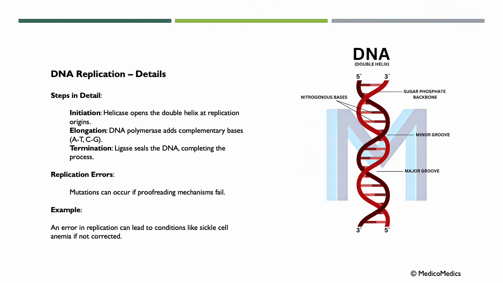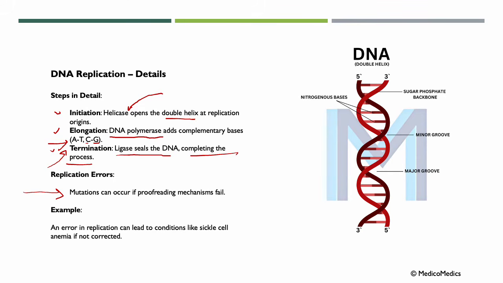Now, the steps in detail. So we have the terms initiation, elongation, and termination. So during initiation, helicase opens the double helix at replication origins. During elongation, DNA polymerase adds complementary bases, A, T, so adenine and thymine, C, G, cytosine and guanine. And then towards termination, ligase seals the DNA, completing the process.